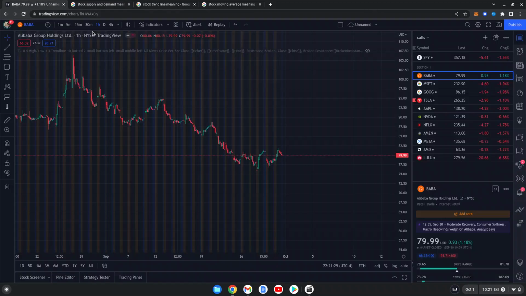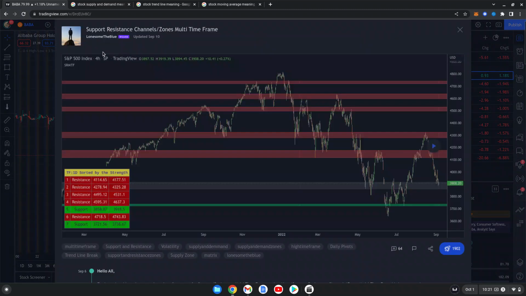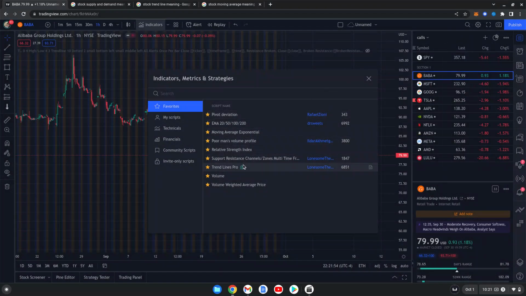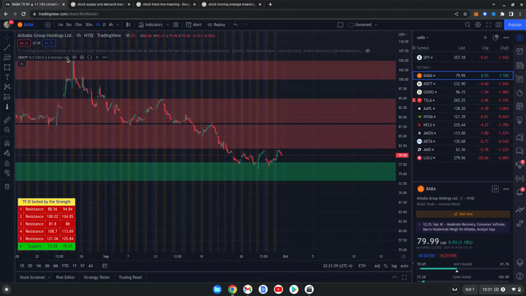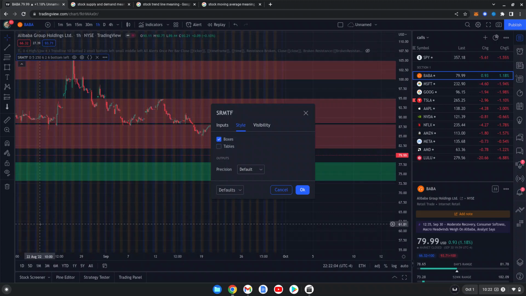So the indicator that I use to find supply and demand, it says support and resistance, but it kind of finds our supply and demand. The meanings are basically the same. So it's from the same creator, and this charts our supply and demand levels at whichever time frame that we would like. So we can X that out, and we will click this, add it to our chart, and go to settings. So I remove tables, get that out of the way.